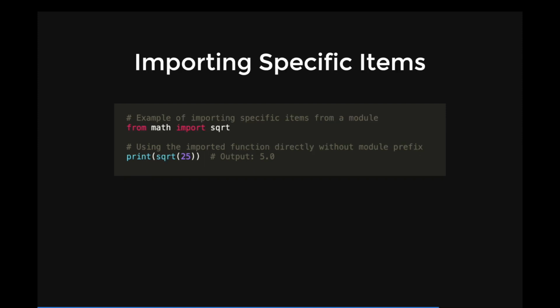Importing specific items. You can import specific items, variables, functions, and classes from a module using the from keyword. In this example, we import only the square root function from the math module using the from keyword. We can then use the sqrt function directly without specifying the module name. So you don't want to have to import the entire module, but just a function.